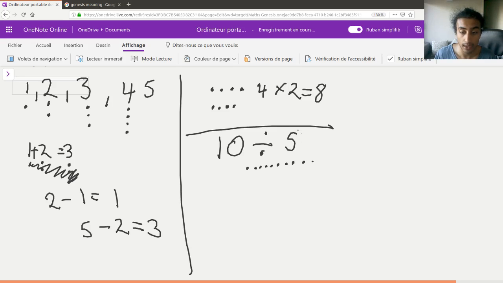Now 10 divided by 5 is, you group these 10 dots into groups that consist of 5 dots. So here, that's 3, 4, 5, right? And here is another 5. And the answer to this thing is just you count how many boxes you have.